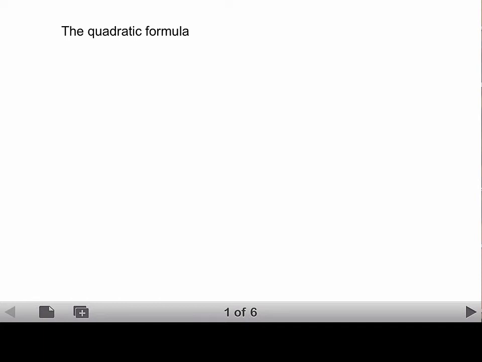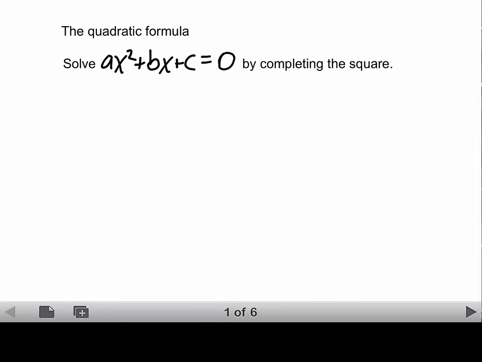In this session, we're going to see how to use the quadratic formula to solve quadratic equations. And the quadratic formula actually comes from completing the square, or I should say in general, because this is generalized, solving ax squared plus bx plus c equals 0.